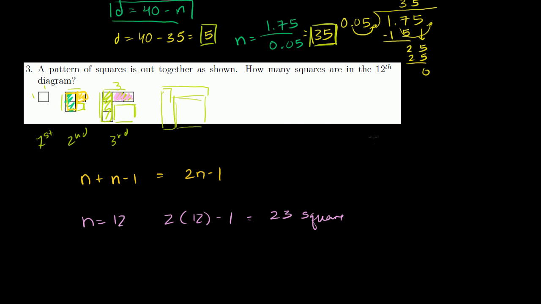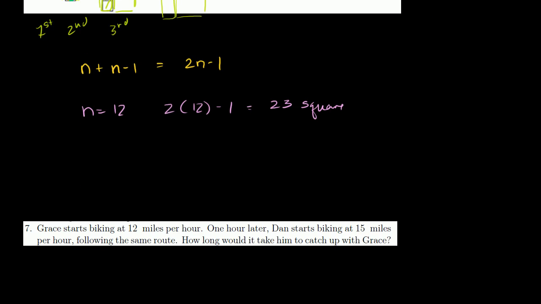Actually, I said let's do only one more. Let's do another one. And we're in the zone. Grace starts biking at 12 miles per hour. 1 hour later, Dan starts biking at 15 miles per hour, following the same route. How long will it take him to catch up with Grace?